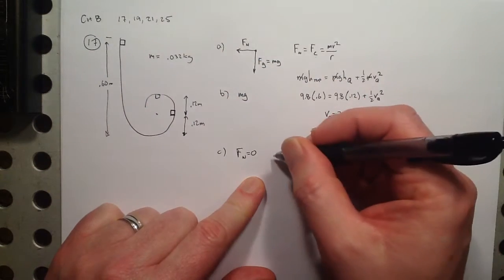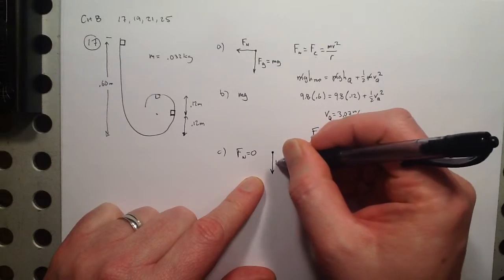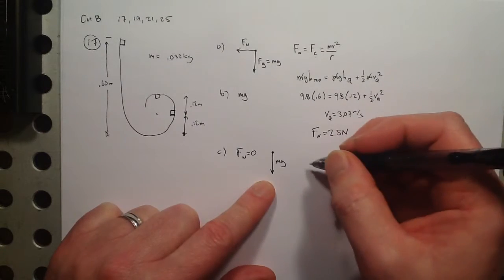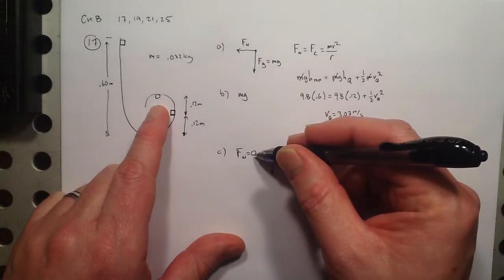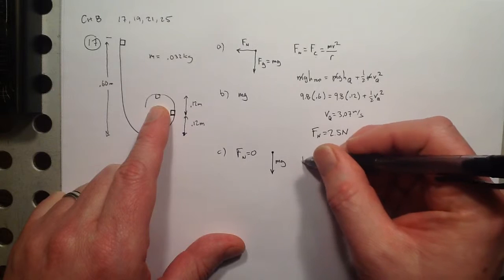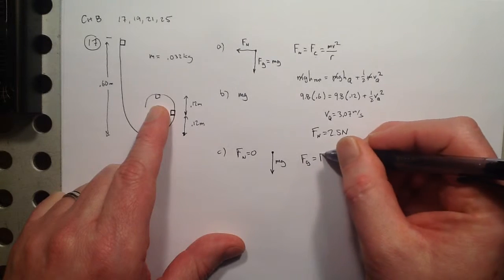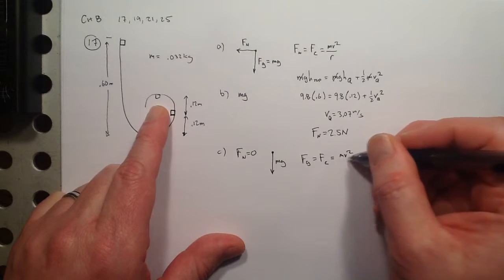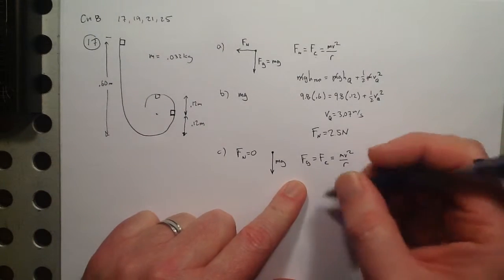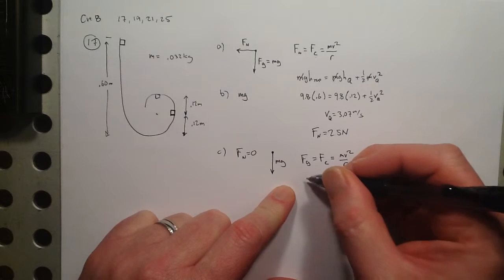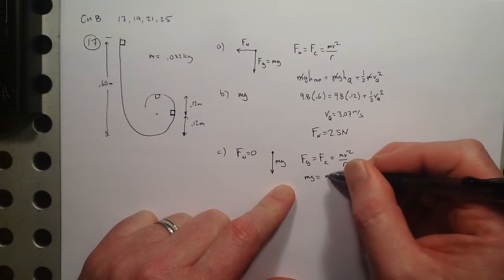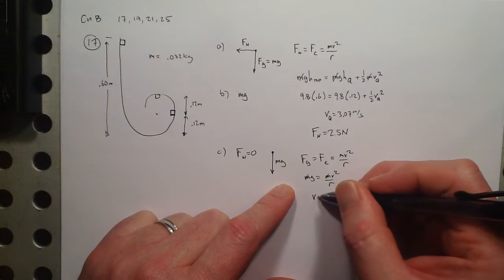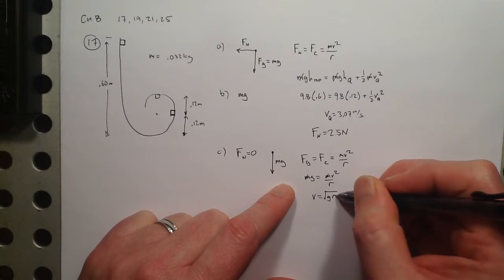Now that means if the normal force is 0, the only force acting on the block at that point is mg, and that is pointing directly toward the center of the circle. So at that point, when the normal force is backed off to 0, the gravitational force is supplying that necessary centripetal force, which is mv squared over r. So mg is going to be equal to mv squared over r. The m's cancel, so v will be equal to the square root of gr.